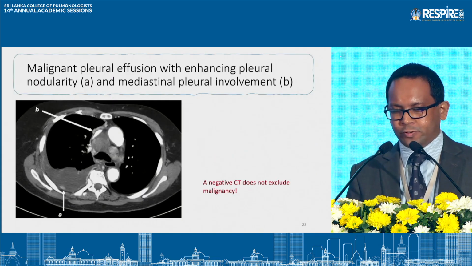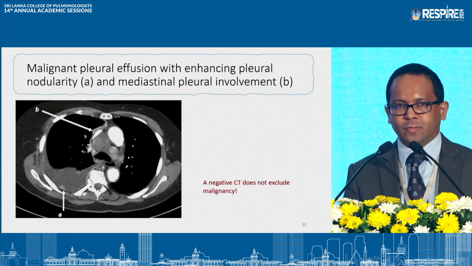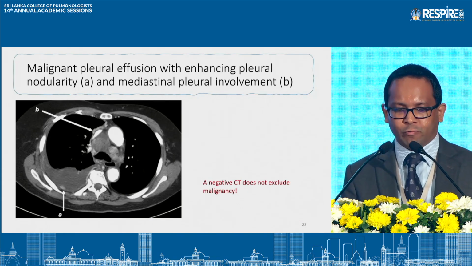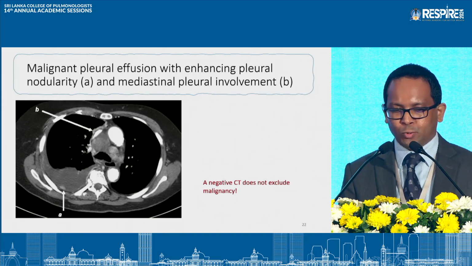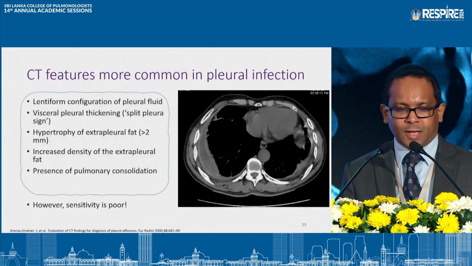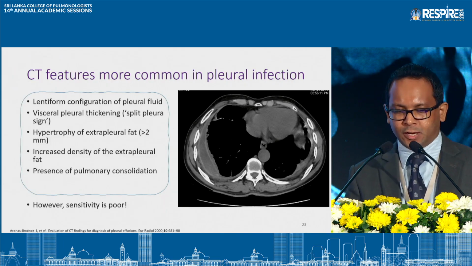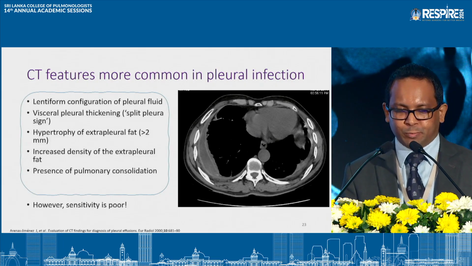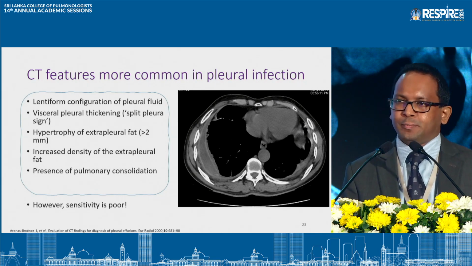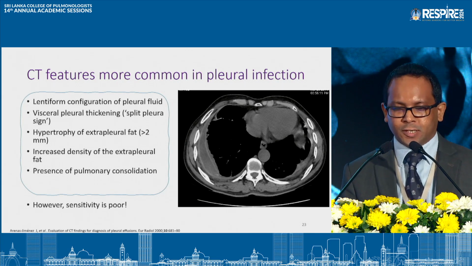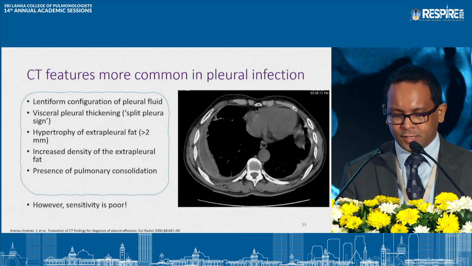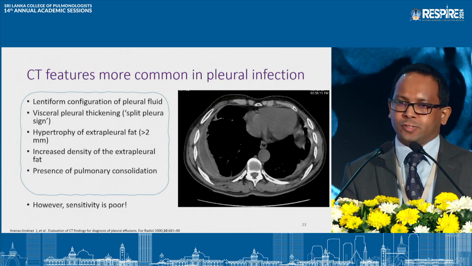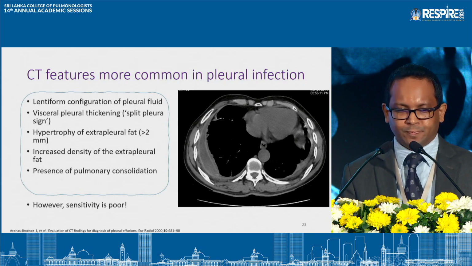So here we have a few features of malignancy on this slide: mediastinal pleural involvement and a definite pleural nodule, which are more suggestive of pleural malignancy. And in infection, you can see a lentiform configuration, the split pleural sign or visceral pleural thickening, and underlying pulmonary consolidation as well. But CT is not diagnostic of pleural effusion etiology, and the sensitivity is poor, so we will need to go for cytology or biopsy in most cases.